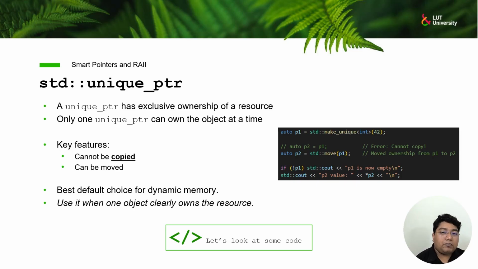Instead, ownership can be moved. When ownership moves, the original unique pointer gives up the resource completely, and another unique pointer becomes the new owner. A unique pointer can move, but it cannot be copied. Because of its simplicity and efficiency, unique pointer should usually be your first choice whenever one object clearly owns another. Now let's stop talking about it and actually use one.